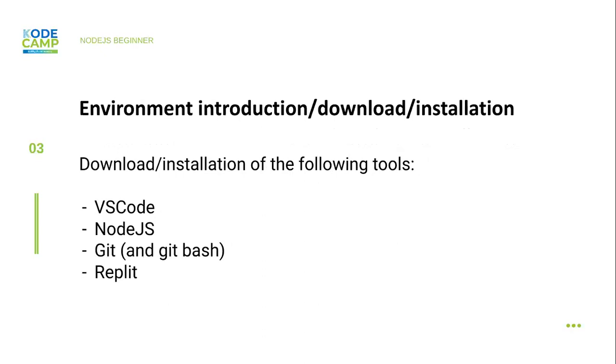So for this lesson, we will talk about what VS Code, Node.js, Git and Git Bash, and Replit are used for. I think I talked about Replit before. VS Code is where you're going to write your code. VS Code is an IDE. Some people say it's a code editor. Either is fine, you can call it a code editor or an IDE.